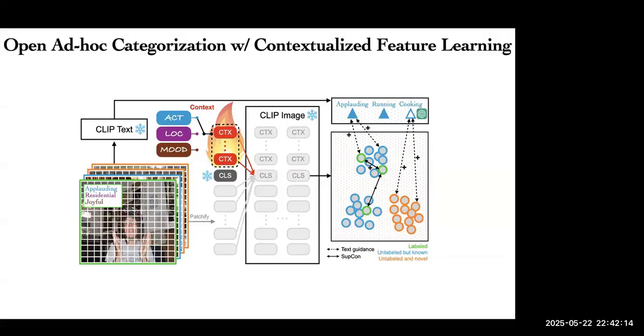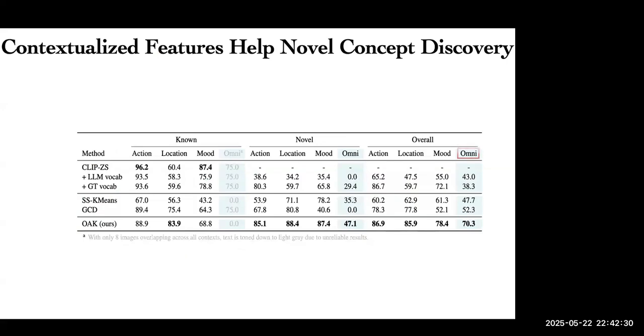Okay, for each image, when I switch from the action context token to the location context token, the feature will be very different, even though it's going through the CLIP backbone. Now, on this dataset with these three tasks, action, location, mood, as I switch the task context, can you make correct predictions on all three tasks? We call this omni accuracy, okay?